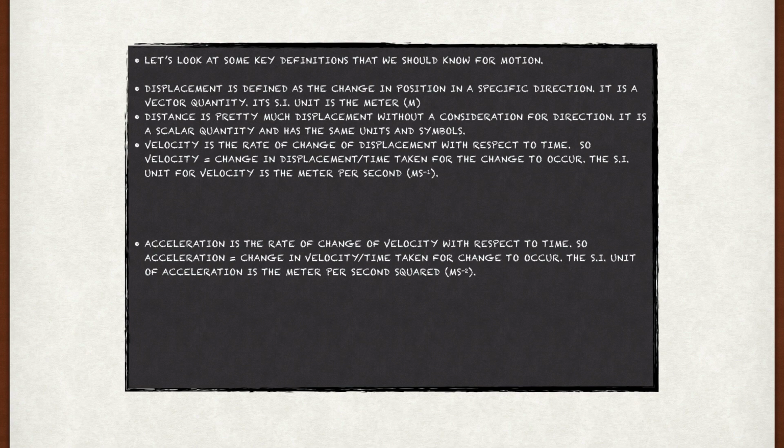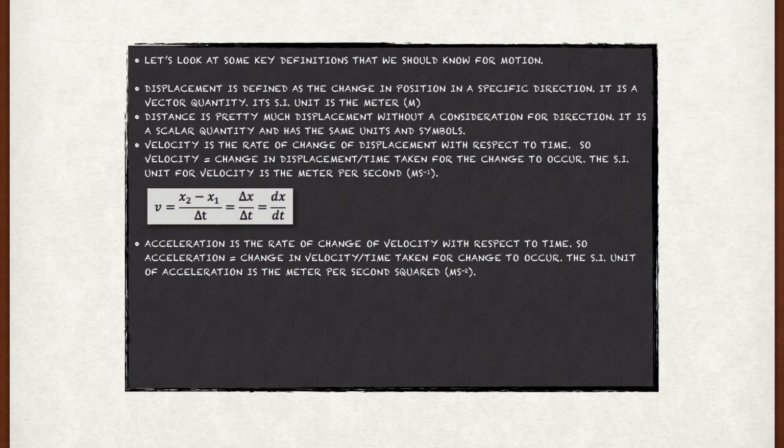So don't get them confused. Velocity is meter per second, which is ms minus 1. Acceleration is the meter per second squared, which is ms minus 2. It should also be noted that velocity without considering direction is called speed. So speed is a scalar equivalent of velocity, just like distance is a scalar equivalent of displacement. So the unit of speed is also ms minus 1.